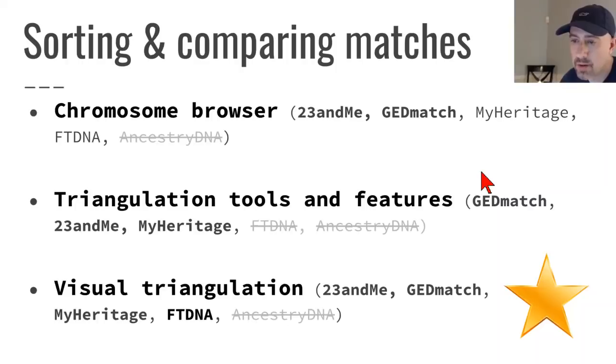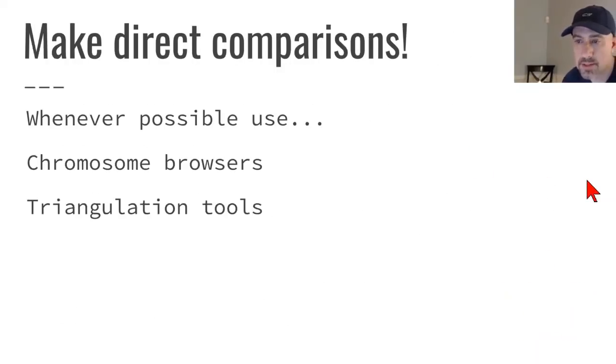Chromosome browsers are very helpful. Those are available at 23andMe, GEDmatch, MyHeritage, and Family Tree DNA. There are various triangulation features that you can take advantage of. You can find those at GEDmatch, 23andMe, MyHeritage. And visual triangulation is a tool or method that you can use with any of your matches from any of the DNA testing or matching companies that provide a chromosome browser or matching segment information. And we'll get into that as we go forward. That's the whole point of tonight's discussion.